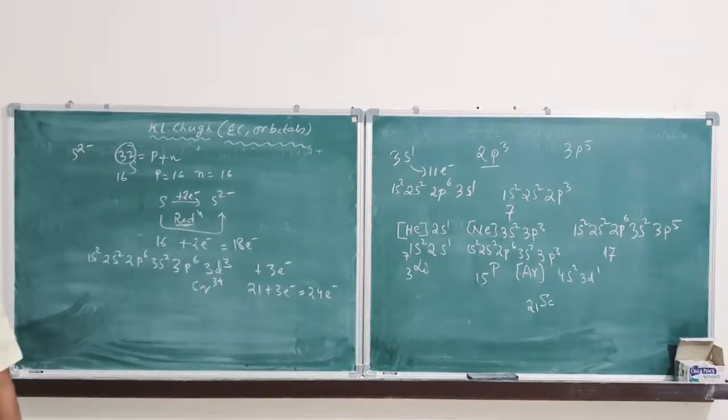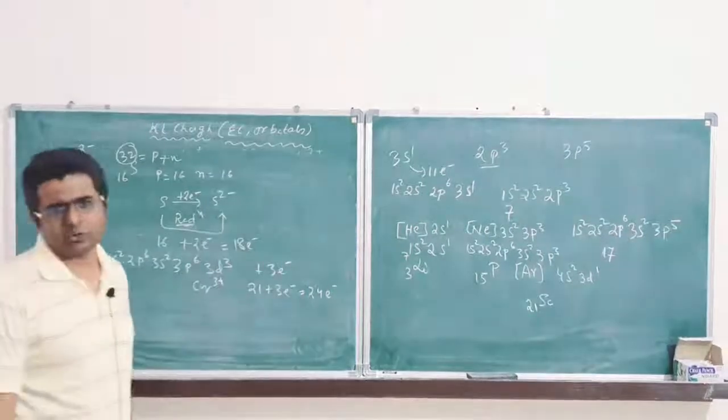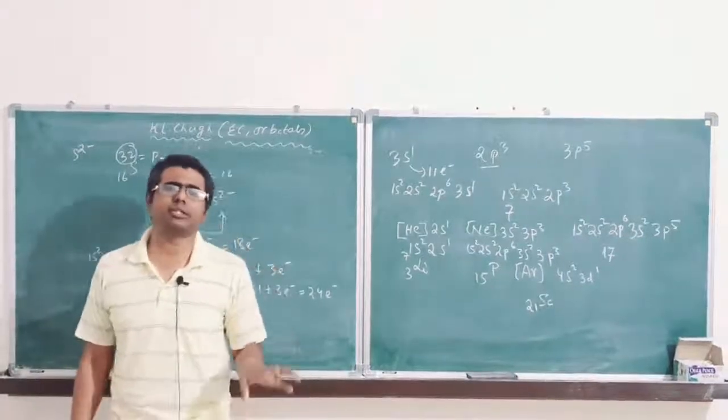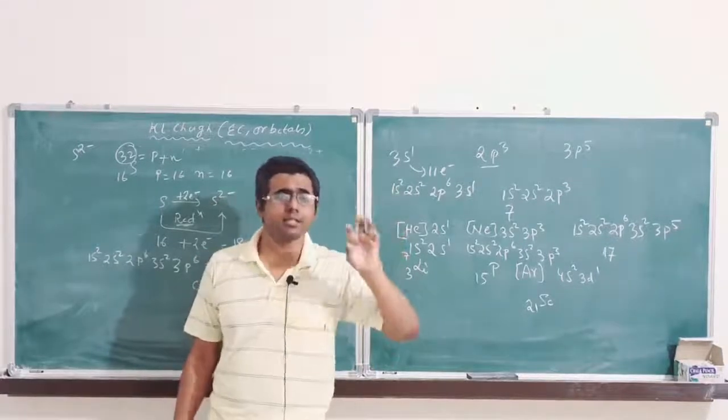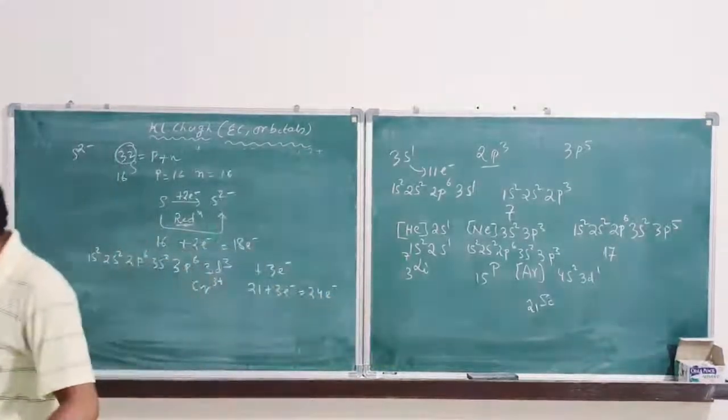Next question is quite easy: which are the isoelectronic species. You just have to calculate the number of electrons in each of them and then find out the groups which have the same number of electrons. That's it. That is basically class 10 stuff.